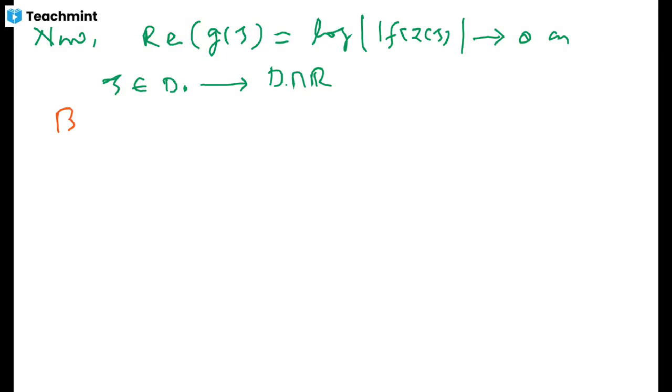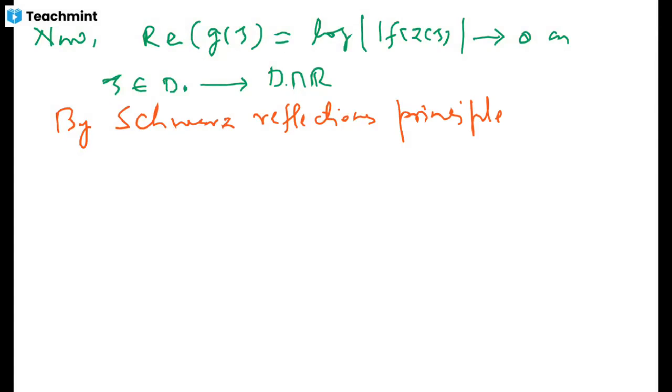Hence, by Schwarz's reflection principle. What does Schwarz's reflection principle state? It states that g can be extended beyond the boundary. G extends to the whole of the disk D naught. Now g was defined only on one part of the disk, whether it was the top half or the bottom half. So it extends to D naught.